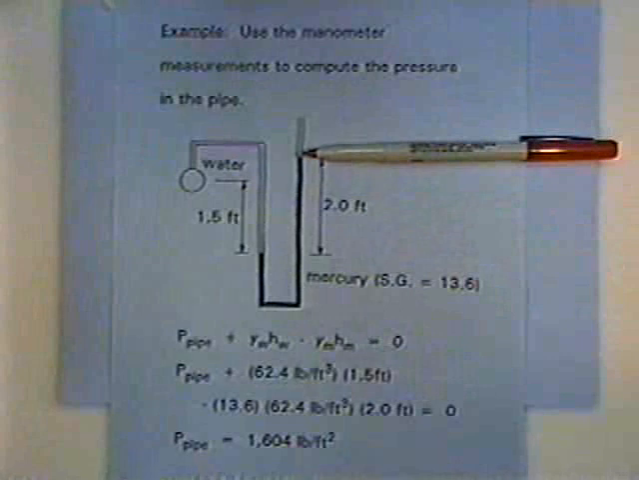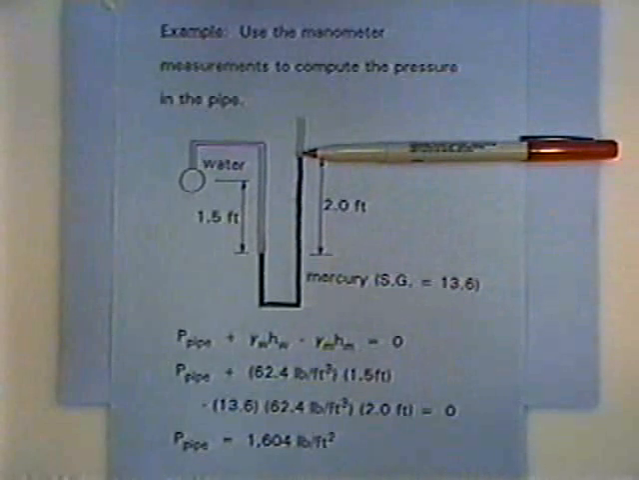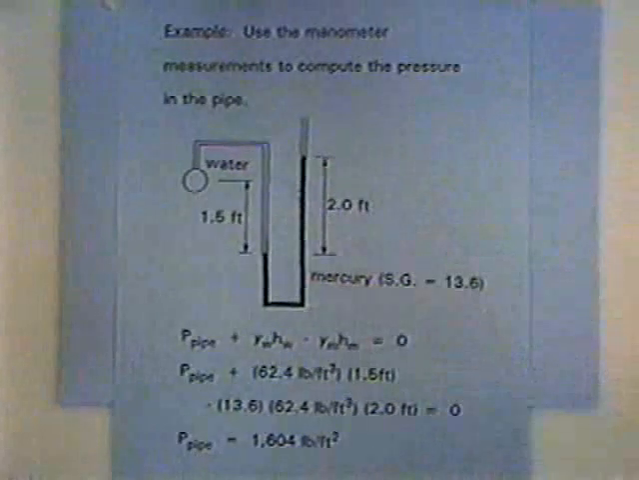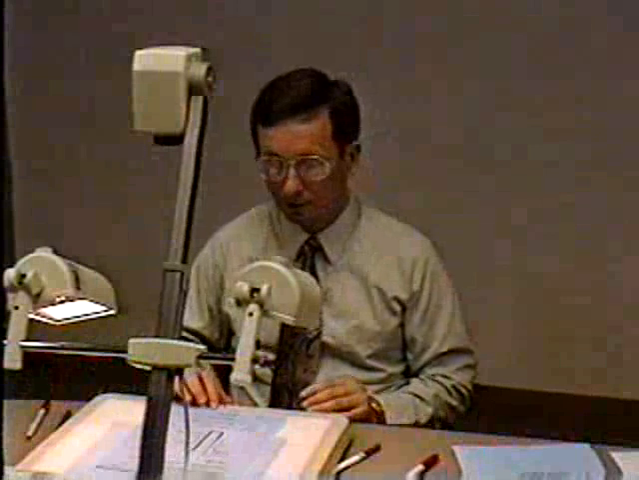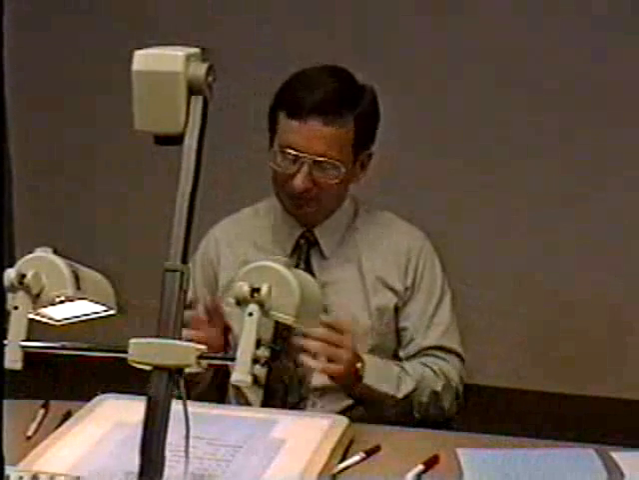But we'll take the conventional approach in which we'll do our work in terms of gauge pressure, and atmospheric pressure we'll call zero. That's our reference, so we write the zero, one variable, the pressure in the pipe, and so we solve for the pressure in the pipe of 1,604 pounds per square foot. Okay, everybody okay with that? Well, a little different, but in essence about the same thing.